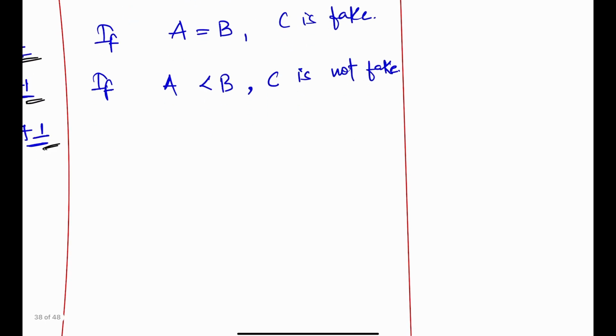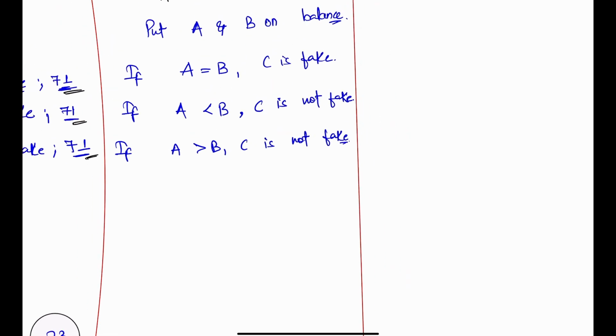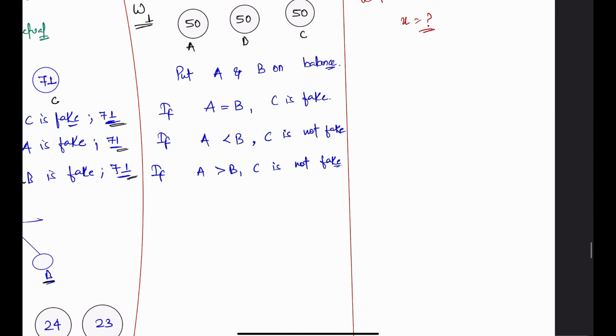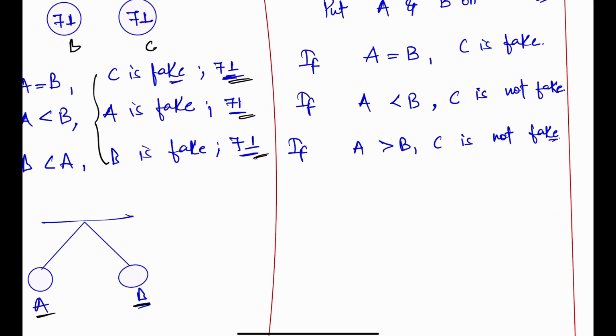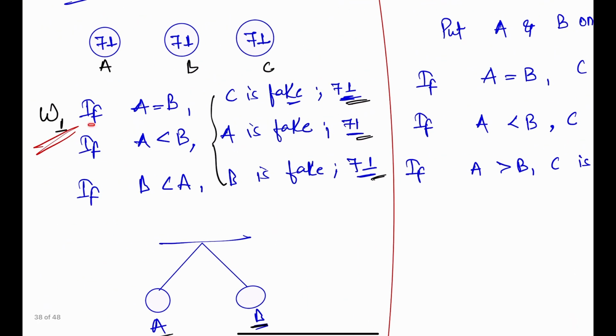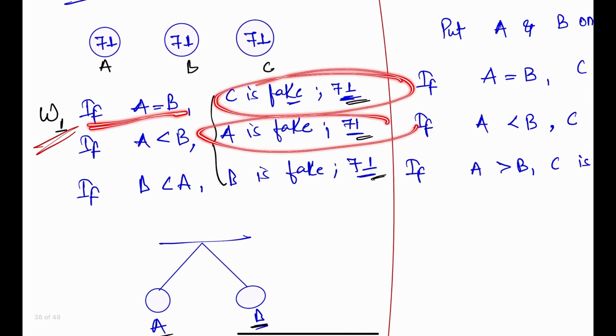This is our observation. Same thing, if A is greater than B, what I can say for sure is that C is not fake. Okay, so in this one and for the next one we cannot move on further. Like in all these things we are sure that either C is fake, or A is fake, or B is fake. If we take that, then we know that these 3 could be the possibility.